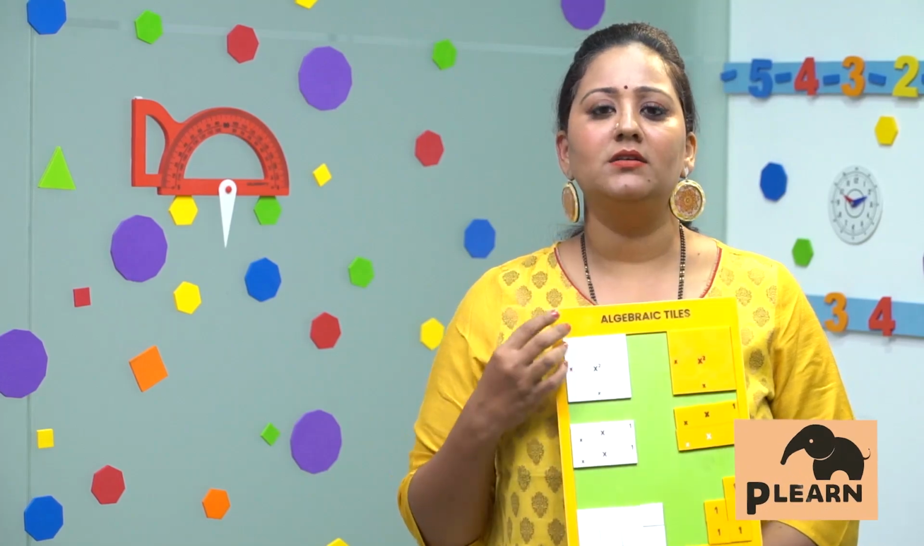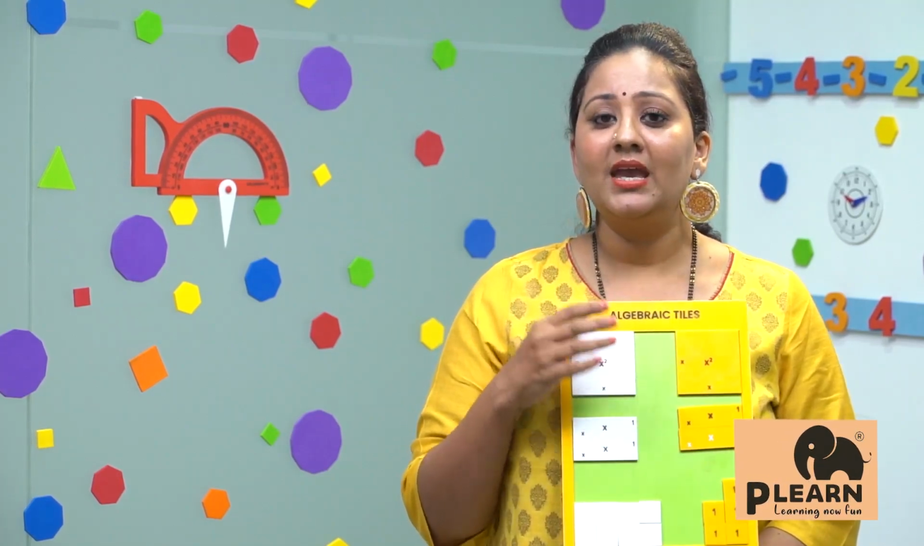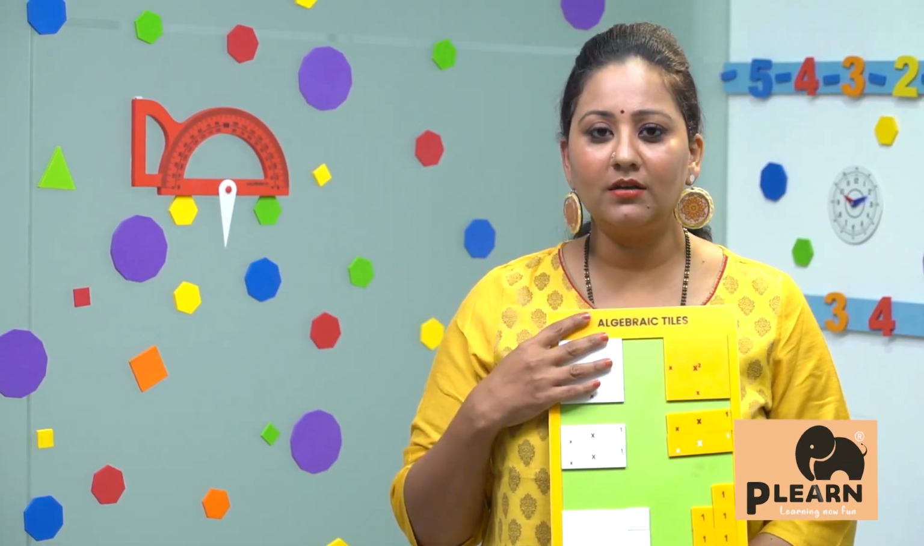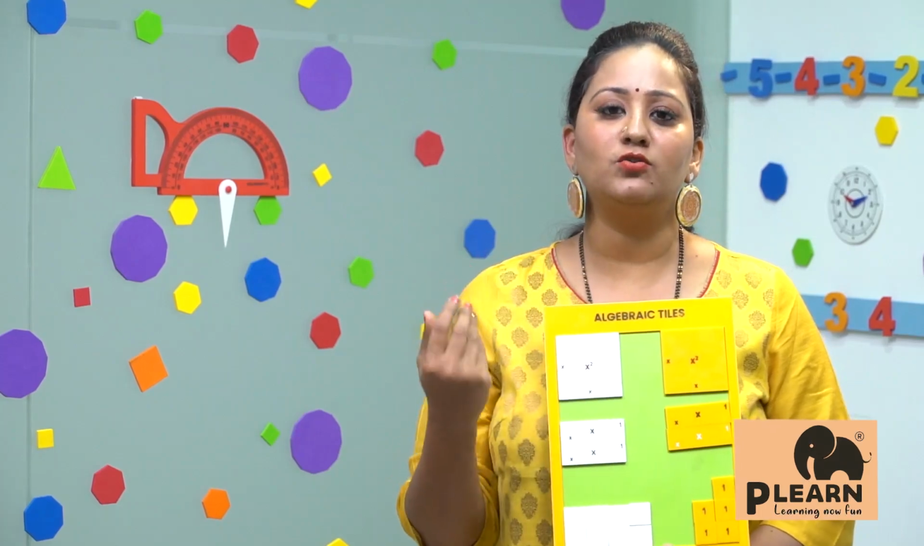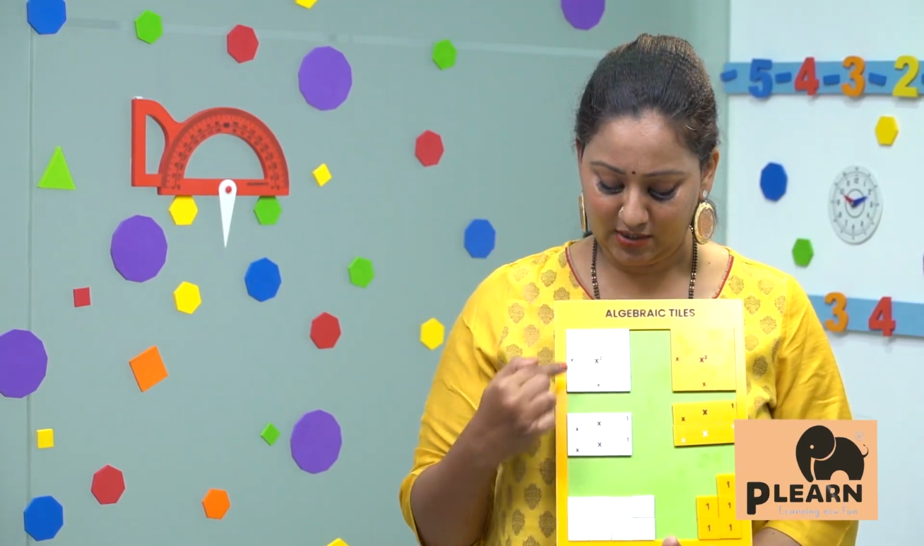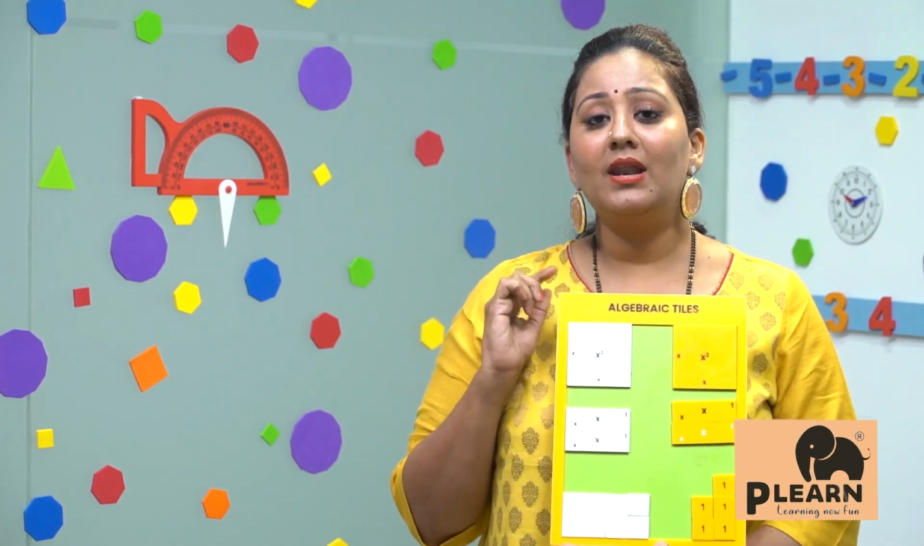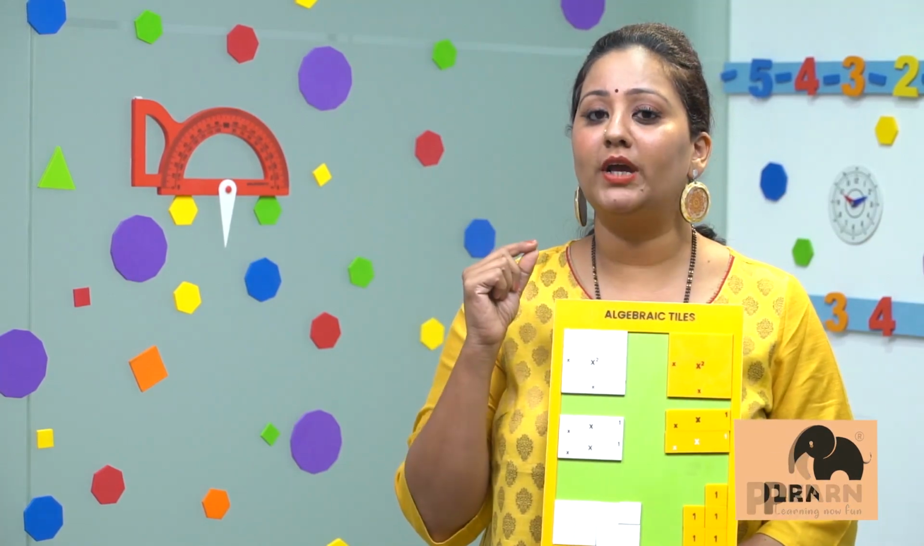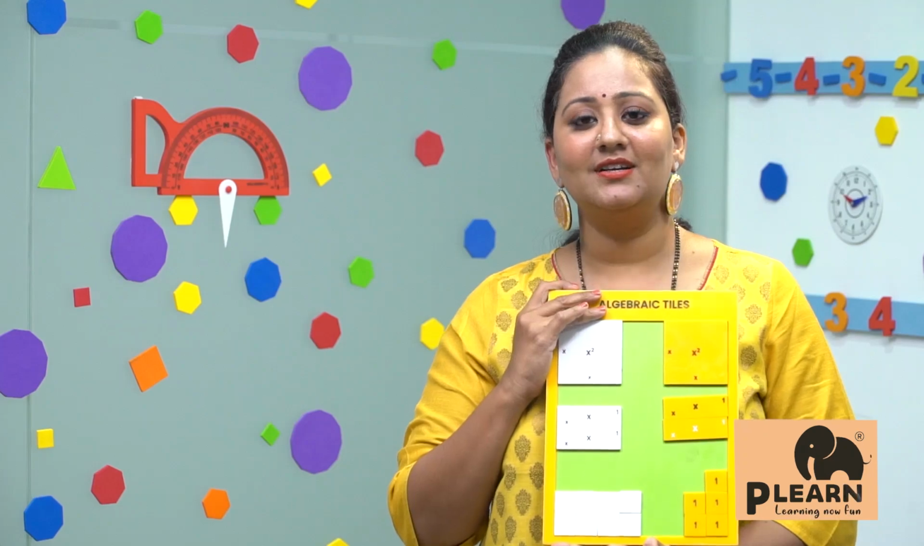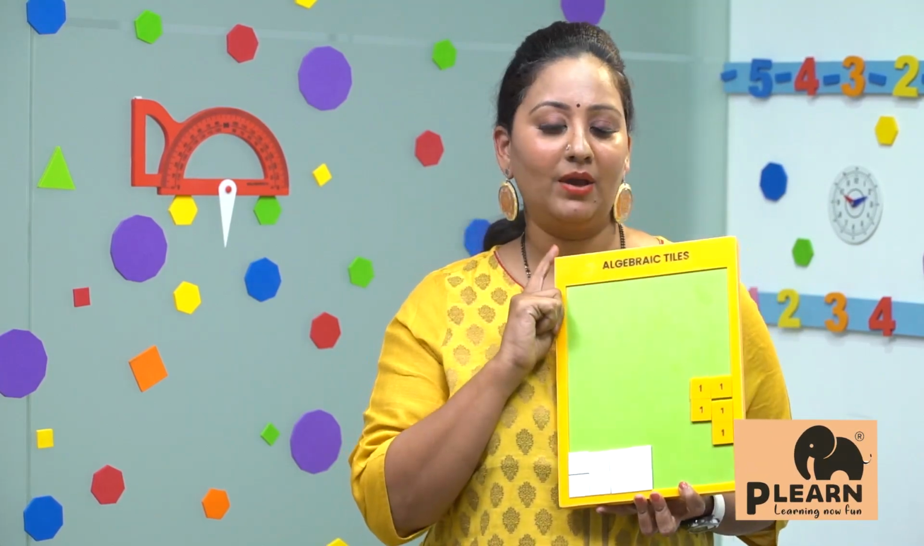Now we have many colors here. You can select 2 colors. In that you can consider one color to be positive and one color to be negative. So here I am considering this white to be positive and this yellow is negative. So now let's look at different activities which you can do using these algebraic tiles. Let us see how we can do different operations using this lab equipment.